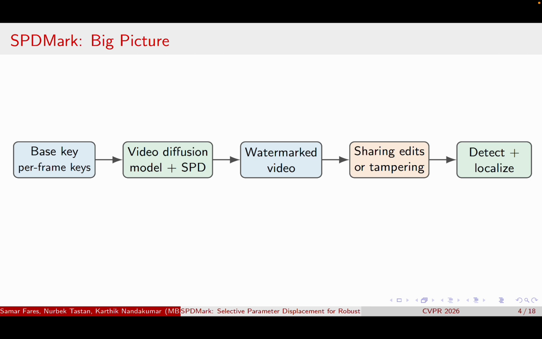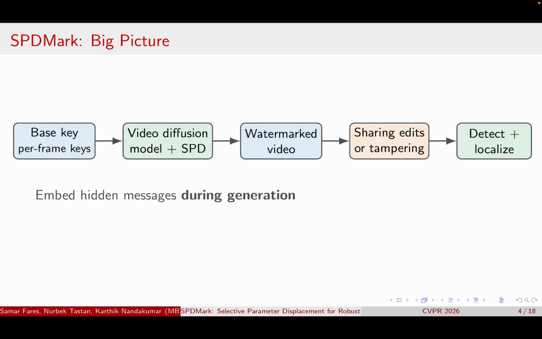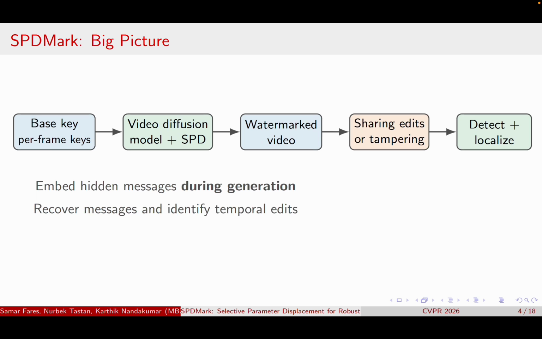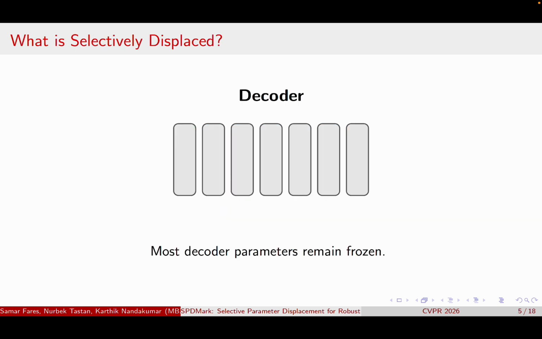SPDMark starts from a base secret key. This key is expanded into frame-specific messages, so each generated frame receives its own hidden watermark. During generation, the video diffusion model uses selective parameter displacement to embed these messages directly into the generated frames. After the video is shared or edited, a verifier extracts messages from the received frames. These extracted messages are then matched against the expected sequence, allowing SPDMark to both detect the watermark and localize temporal edits.